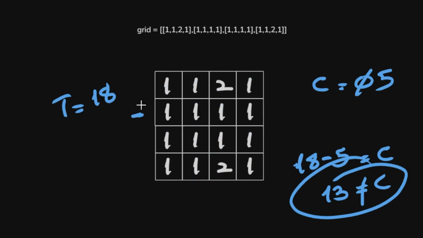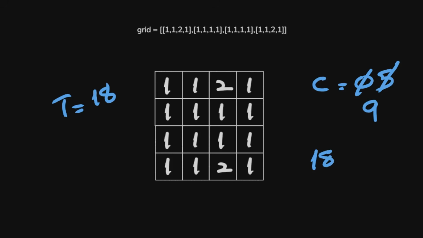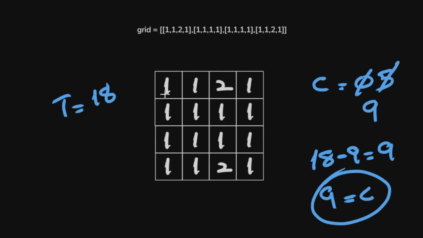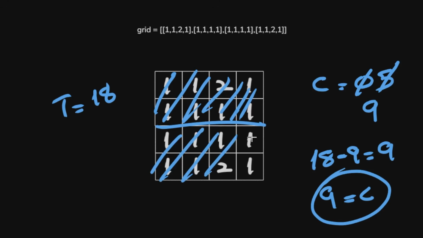Now we iterate this row and we need to add these elements to current. So now current is 5 plus 4, meaning 9. And we are doing the same. We are checking if 18 minus 9 is equal to current. 18 minus 9 is equal to 9, and 9 is equal to current. This means that the sum of these elements here is equal to the sum of the elements down here. Okay, so at this point, we can just return true.